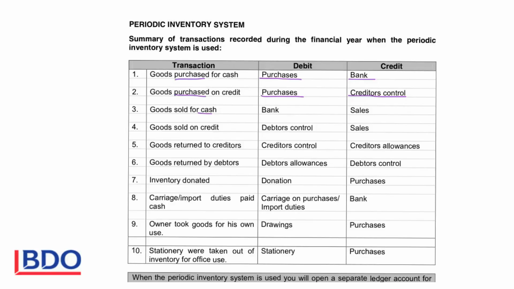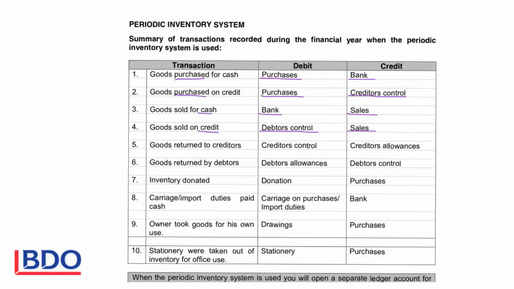Because we are selling it for cash, the bank account is debited and the sales income will increase on the credit side. When goods are sold on credit, we sell to debtors, so the debtors control account is debited and sales income will increase on the credit side. In both cases where we sell goods, either for cash or credit, we will not record anything in the inventory account or cost of sales account when the periodic inventory system is used.